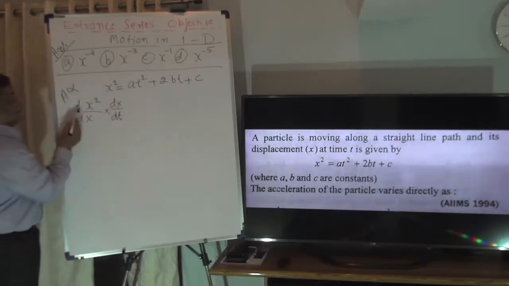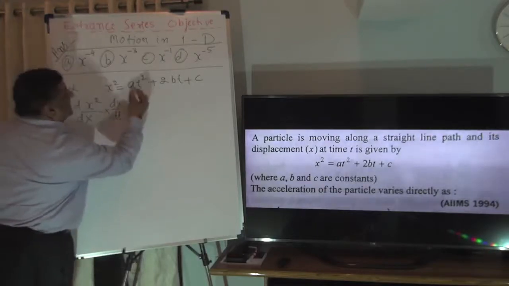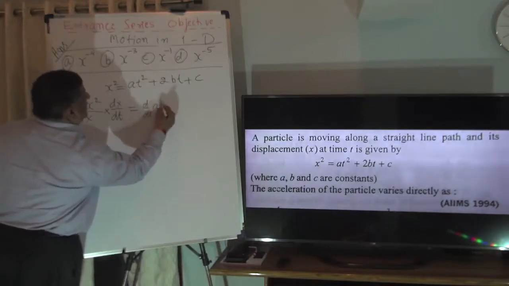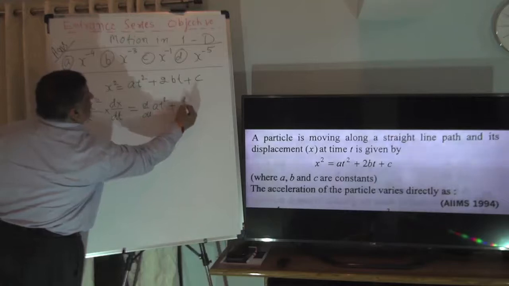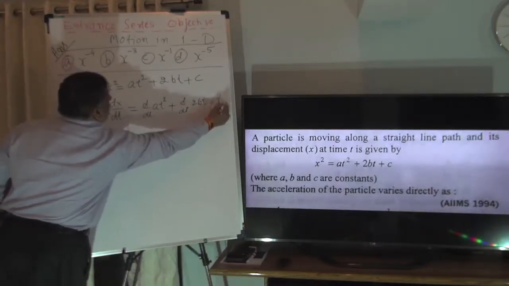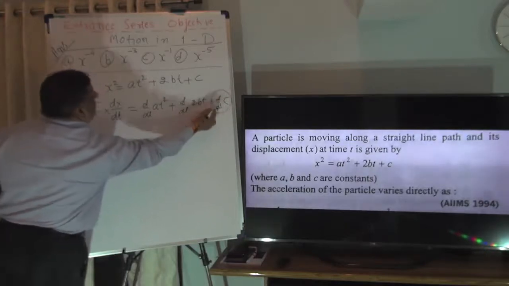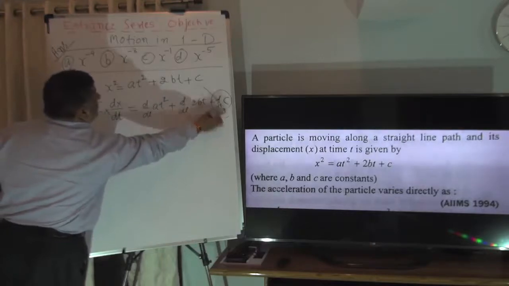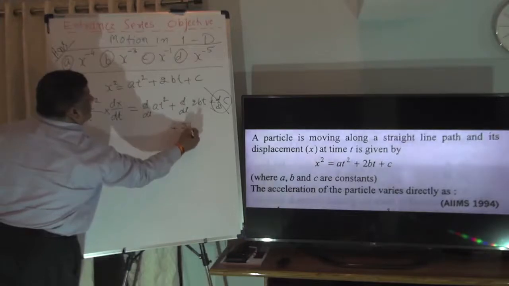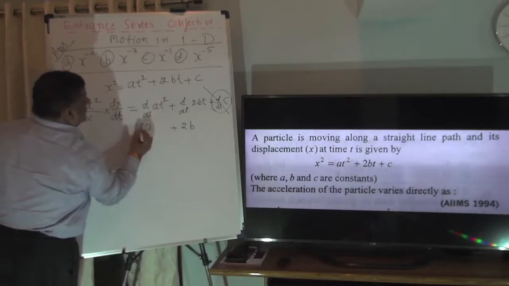This is d by dt of x square is equal to d by dt of at square plus d by dt of 2bt plus d by dt of c. This we know, differentiation of a constant is 0, so it is gone. Differentiation d by dt of 2bt is 2b, d by dt of at square is a into 2t.